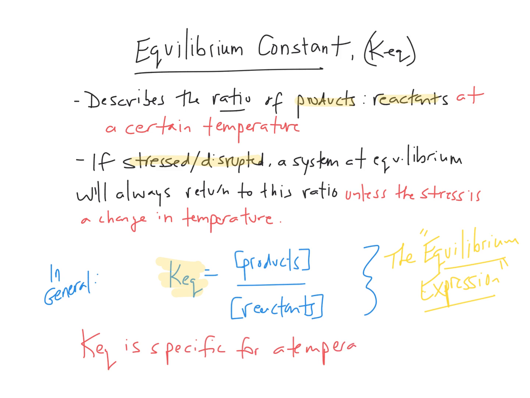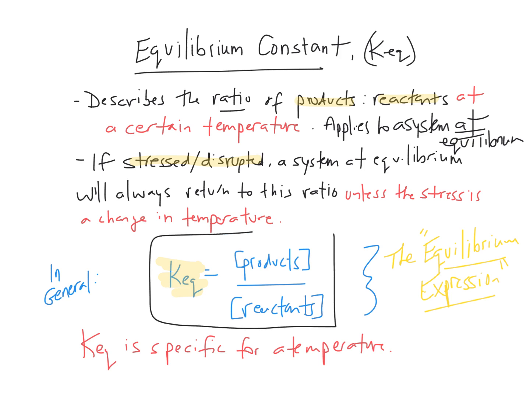The other really important thing to stress here, which I should additionally write, is this only applies when a system is at equilibrium. So it applies to a system at equilibrium. If it's not at equilibrium, then it won't necessarily follow this ratio as we predict. So we're looking at the ratio of concentration of products over concentration of reactants. We can flesh that out in a little bit more detail here.